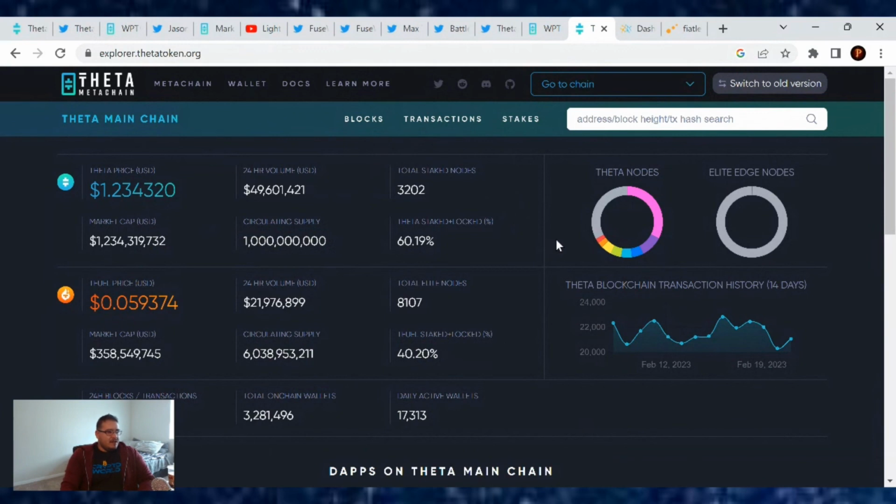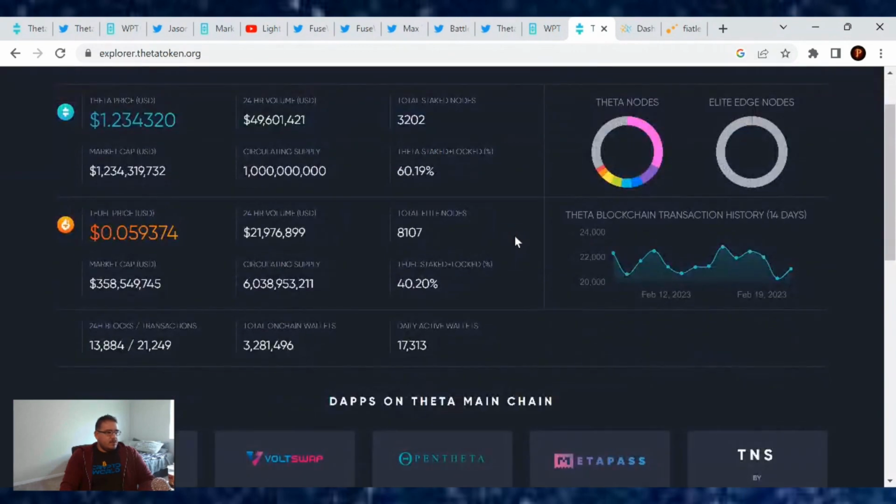But price of Theta is at $1.23 with a market cap of $1.23 billion. Trading volume is at 49.6 million. Total stake nodes out there is 3,202. The Theta being staked and locked away is at 60.19%.